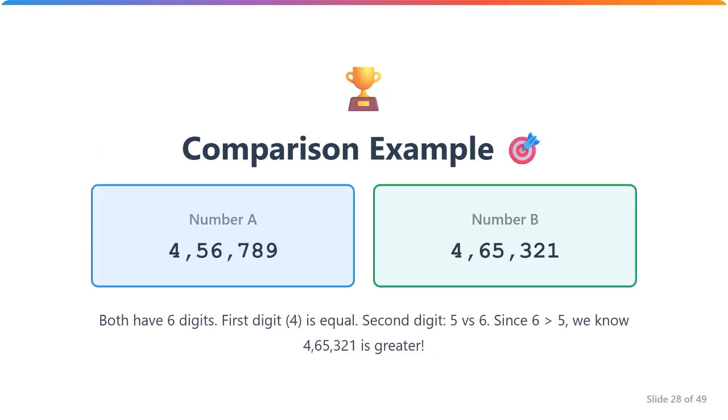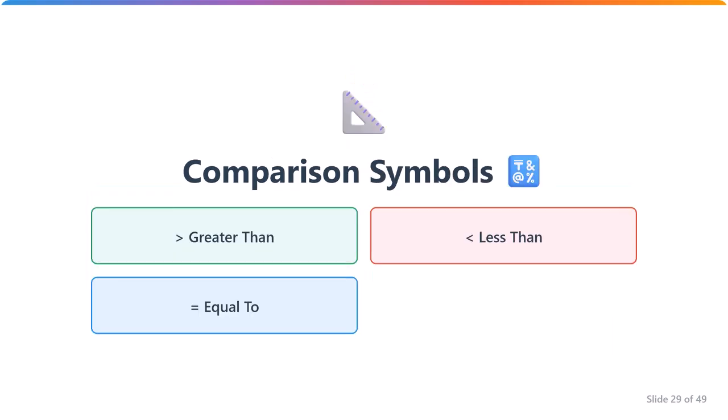Let's compare 4,56,789 and 4,65,321. Both have 6 digits. The first digit in the lakhs place is 4 for both numbers, so they're equal. The second digit in the 10,000s place is 5 versus 6. Since 6 is greater than 5, we know 4,65,321 is greater. Remember these symbols: greater than, less than, and equal to.